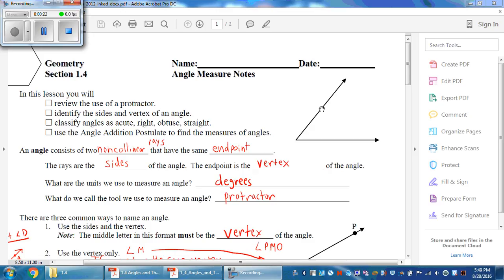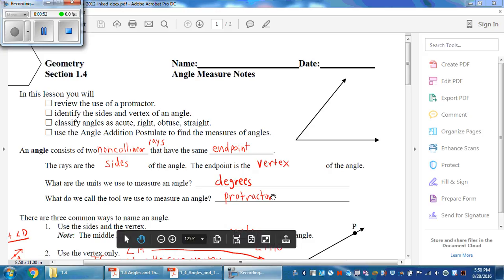It consists of two non-collinear rays that have the same endpoint. So what that means is this ray here has an endpoint here and is going off in one direction, and then there's another ray sharing that endpoint going in this direction. And if you combine them into one figure, you get this angle. The rays are called the sides of the angle, and this endpoint that they share is called the vertex of the angle. We measure angles in degrees, and we use a protractor to do it.